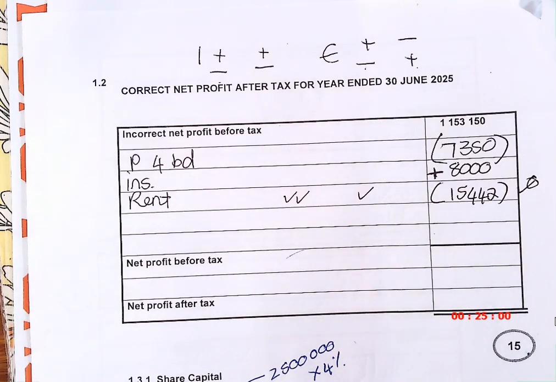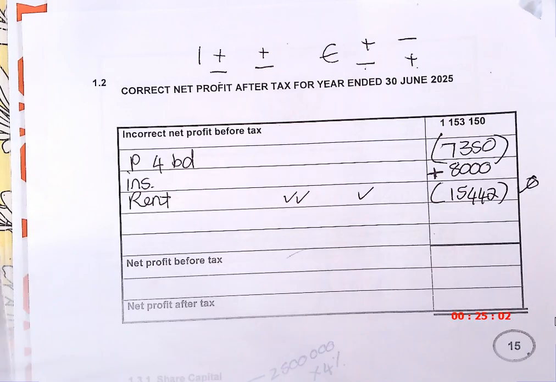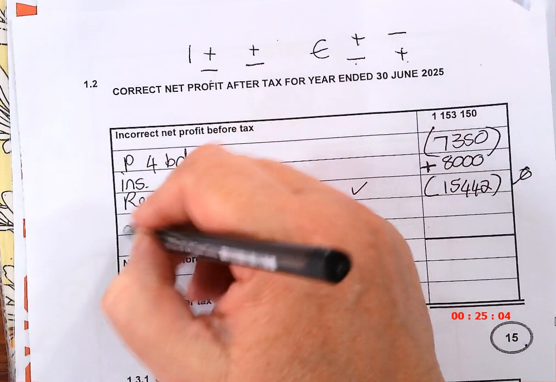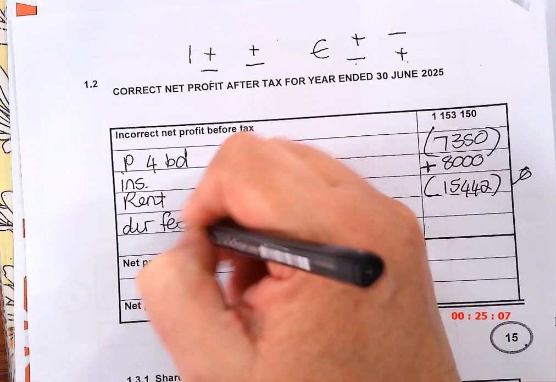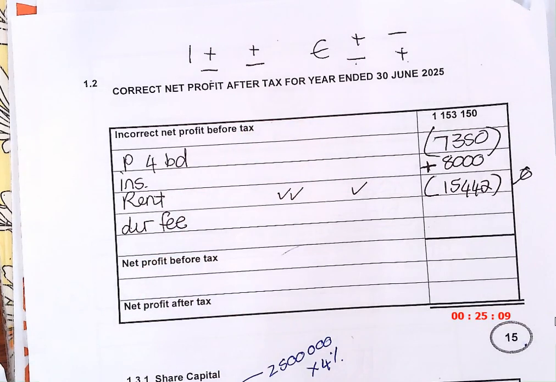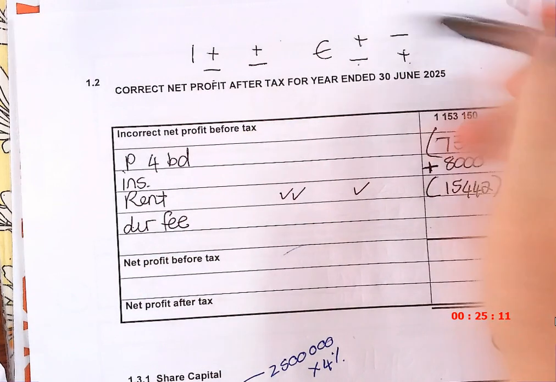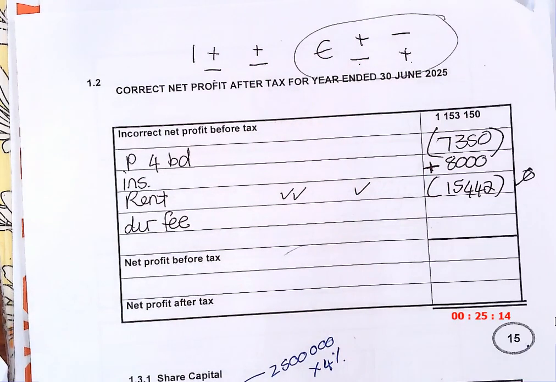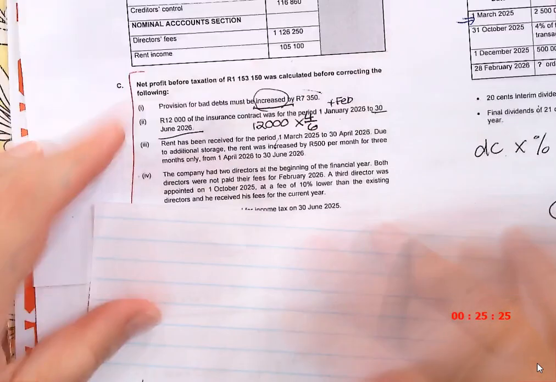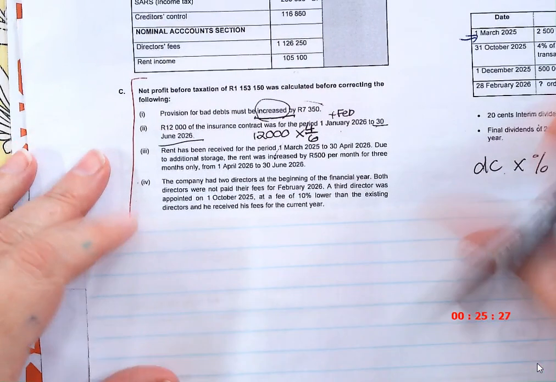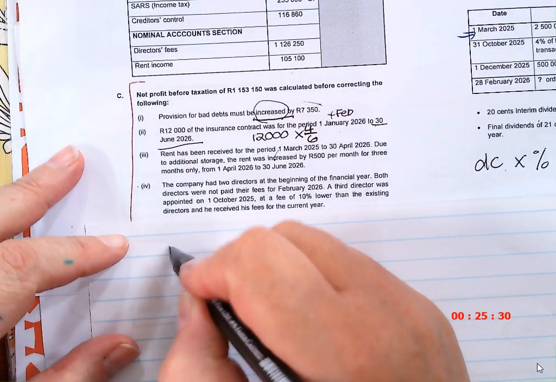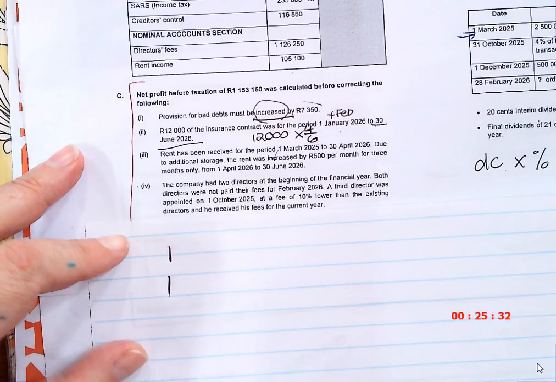Okay, next one. Next one is the director's fees. So the director's fees, what is it? Income or expense? Expense. So it's going to work against the profit. Can you see it makes sense if you talk about it works with the profit or it works against the profit? So now, how many directors does this company have? Two directors.